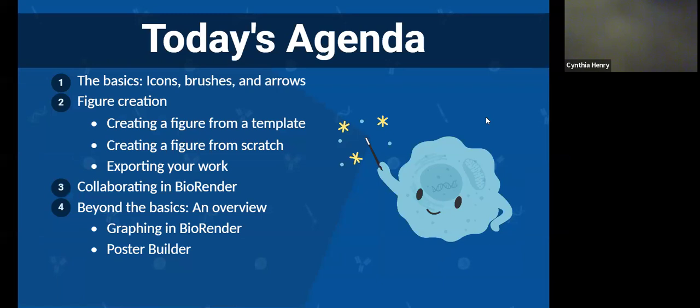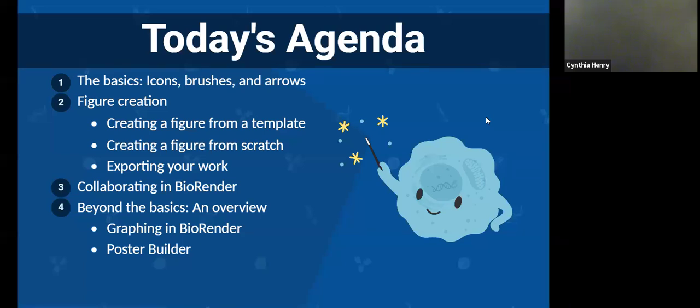So this is what we're going to cover today. Some basic things about how to get started with icons, brushes, and arrows. Then we're going to create a figure from a template, and then create a figure from scratch. Then we're going to learn how to export our work. Then we're going to learn how to collaborate in BioRender, and I'll add the two accounts here so we can all talk together. And then we'll talk about the graphing and the posters.